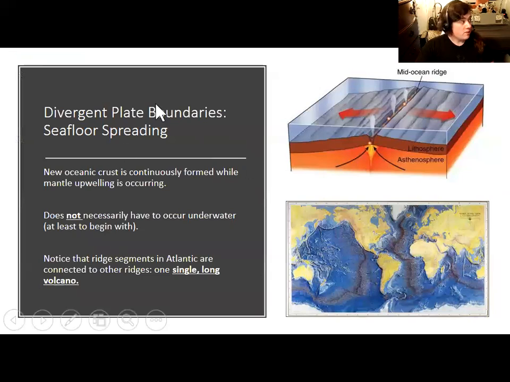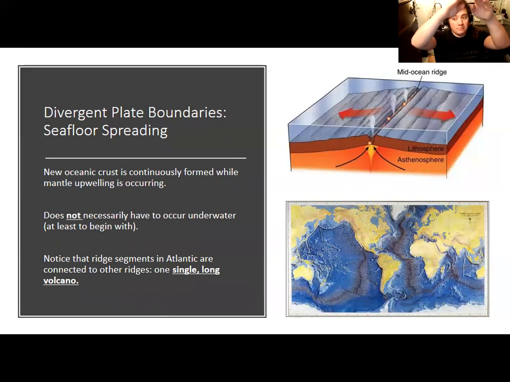And so divergent plate boundaries are relatively easy to understand, and they all take essentially the same form. You have a mid-ocean ridge where new mantle material is welling up, and it cools and solidifies into solid rock, and the plates move in opposite directions. Some of the material ends up to the left of the spreading center, some of it ends up to the right of the spreading center, and the spreading center is the boundary between two plates.